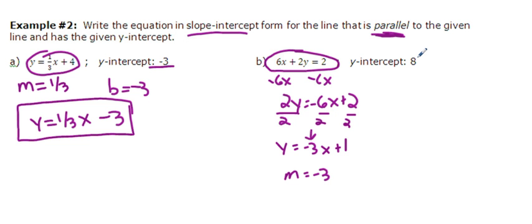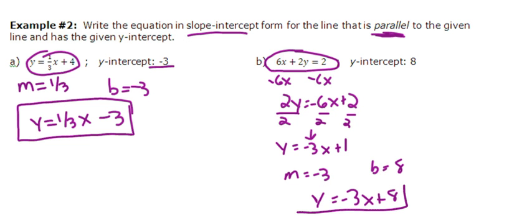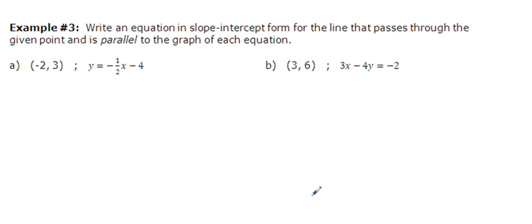The y-intercept of my line is 8. So I have a slope and a y-intercept. I can write it in slope-intercept form. So it's y equals negative 3x plus 8. There's my solution. So let's look at the next set of examples.